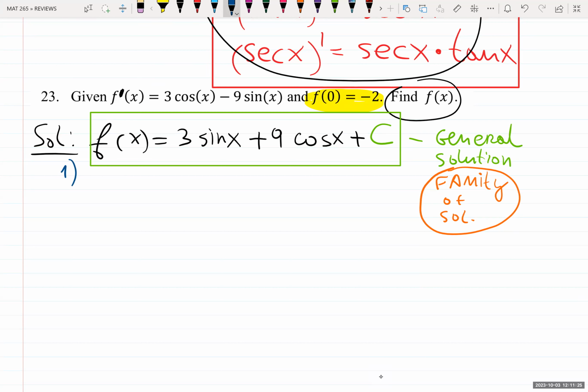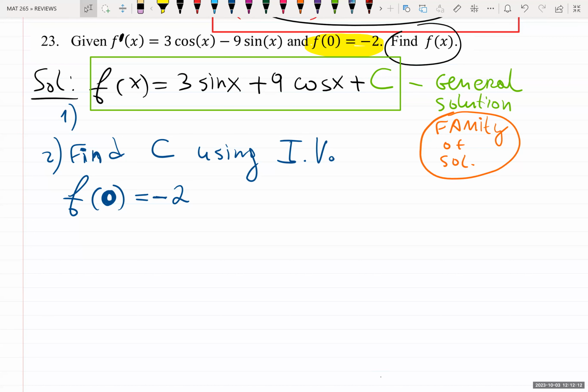Not the original function after taking the derivative. The derivative answers the question, how fast is the temperature changing? 3 cosine minus 9 sine. But the temperature function is 3 sine plus 9 cosine, and they ask, but what is your C? Well, we're going to find it from f at 0 equals -2.